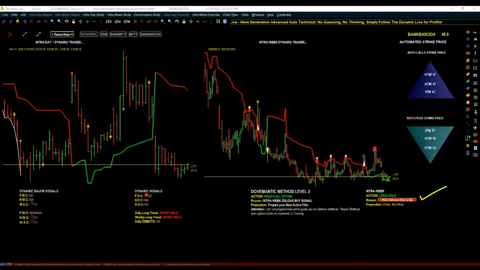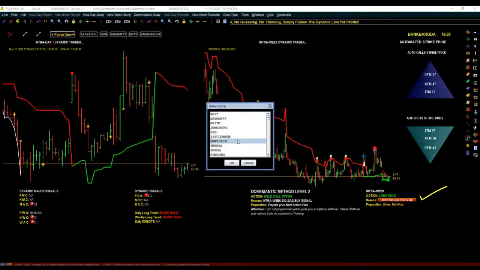Now in a similar way, Mr. Nutan has asked for Hero MotoCorp. Let us check Hero MotoCorp. For that, let me click on this favorites and then Hero MotoCorp.